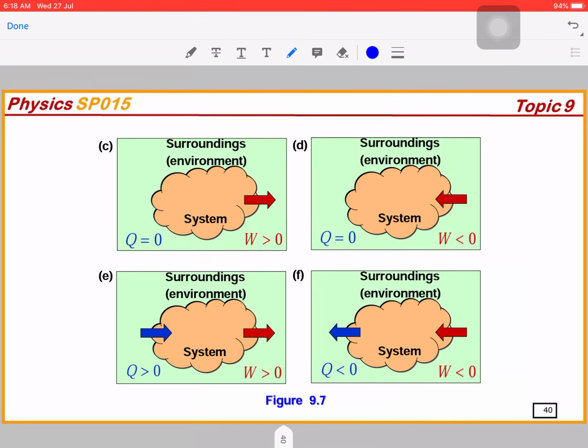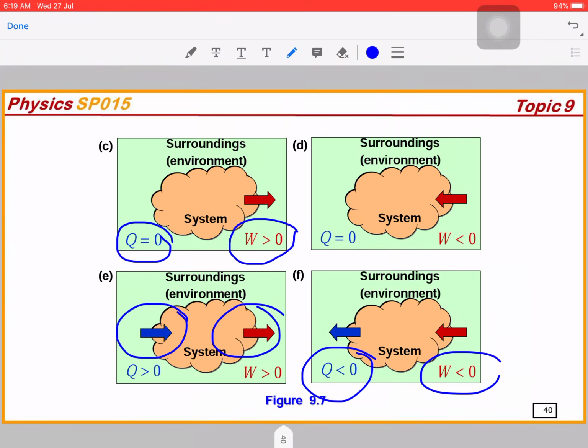For C, if we have Q equal to 0 and W is bigger than 0, or positive, you can see that energy is out of the system. Again, if W is negative, energy flows into the system. For E, Q is bigger than 0 and W is bigger than 0. And this one is the situation where Q is less than 0 and W is less than 0.